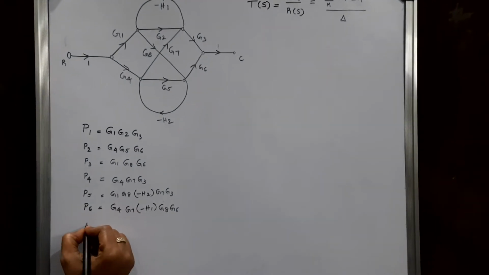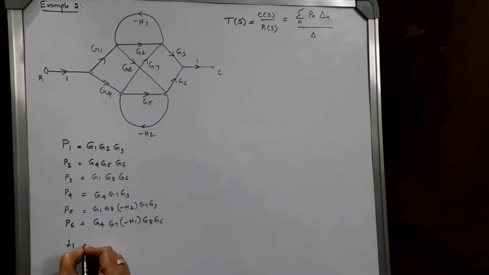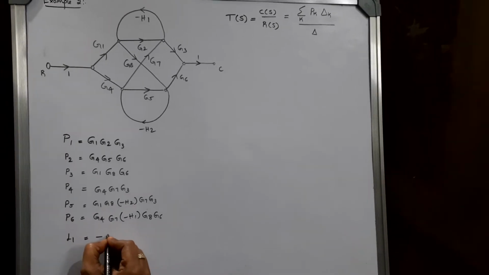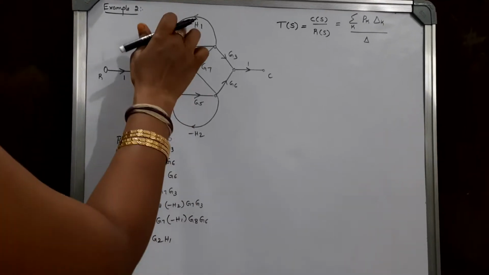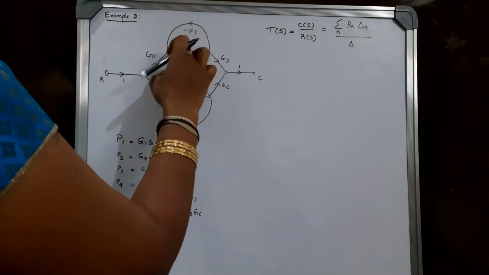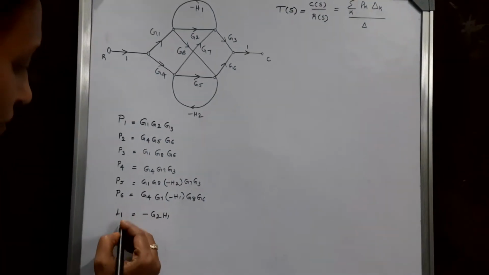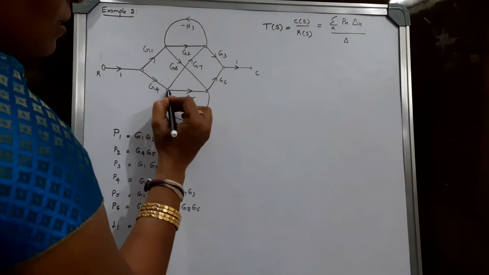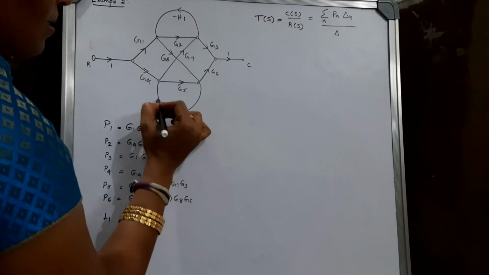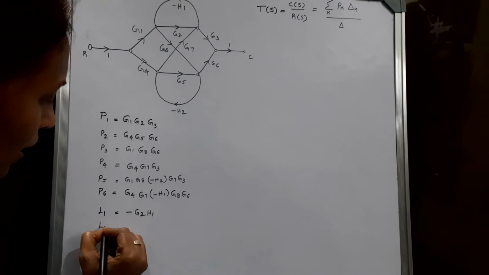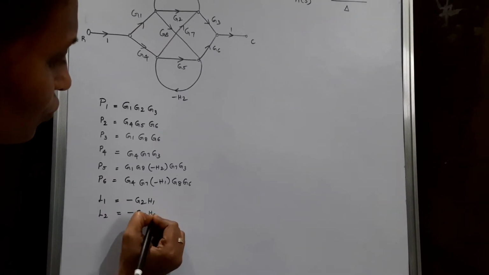So obviously the loops are denoted by L1. L1 is equal to minus G2 H1, because I have minus H1. So I have just taken minus G2 H1. The loop gain is minus G2 H1. Then one more on similar lines. This is G5 and this is minus H2. So L2 will be minus G5 H2.